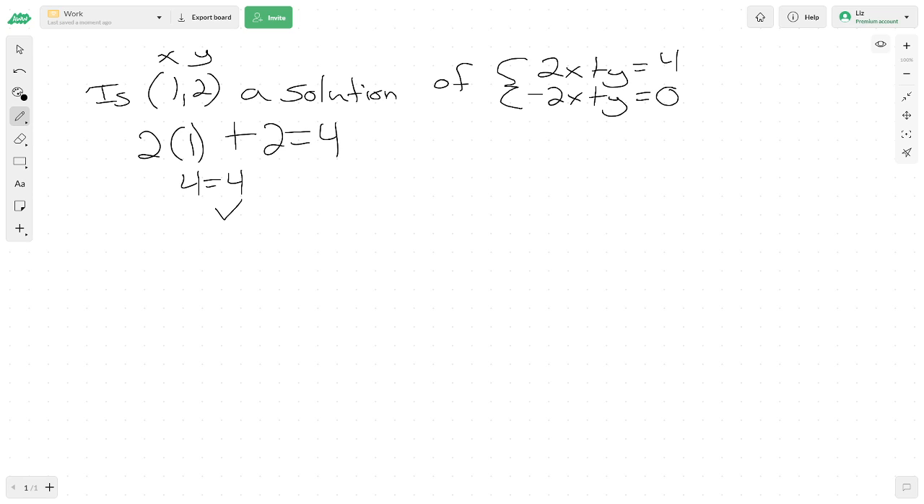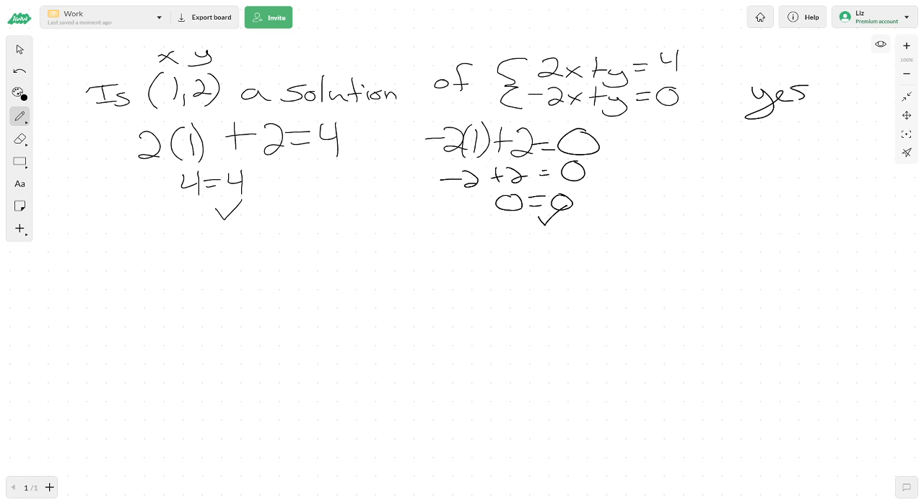That's good. Let's see if it also satisfies this equation. So again, our x is 1 and our y is 2. All right, negative 2 times 1 is negative 2, and negative 2 plus 2 is 0. So that checks out. So yes, (1, 2) is a solution of this system of equations.